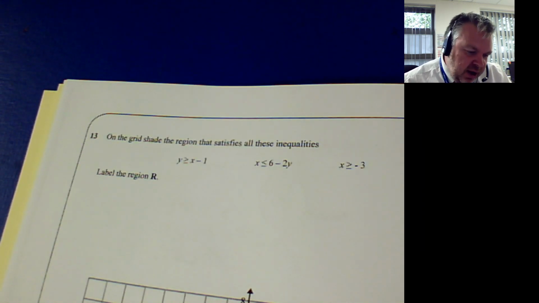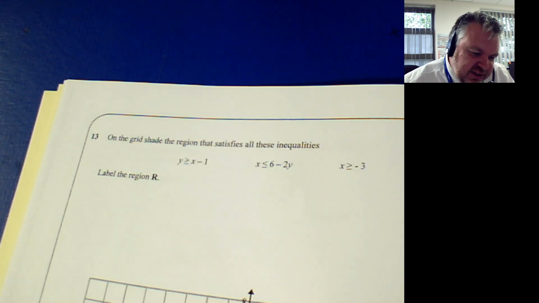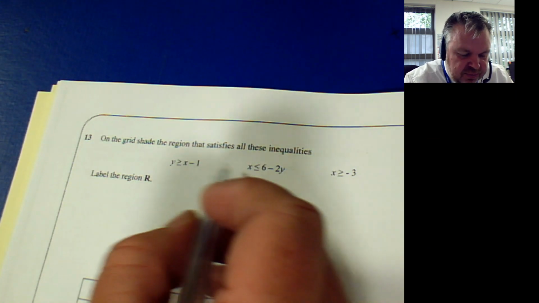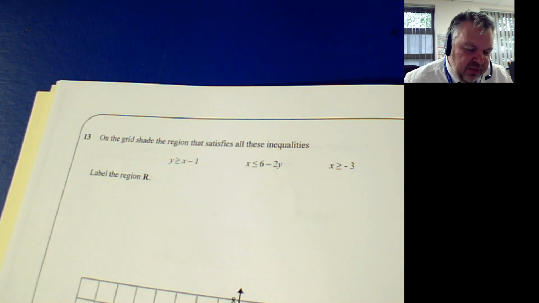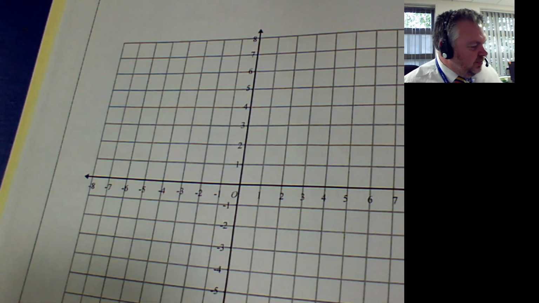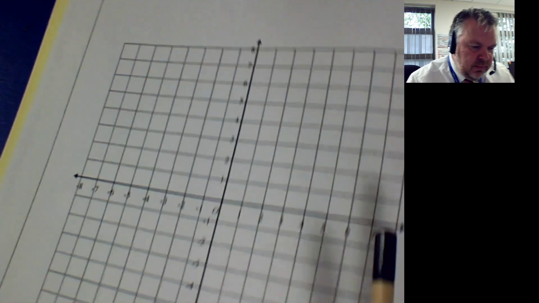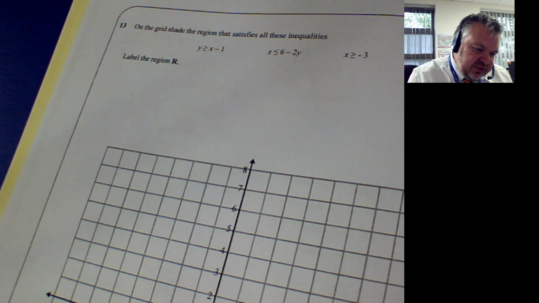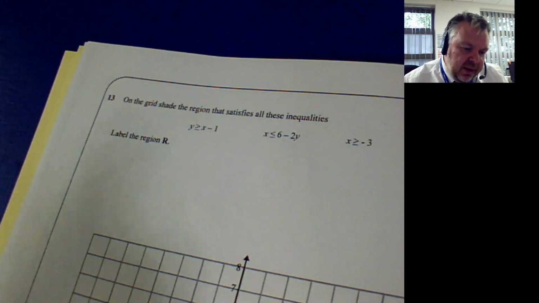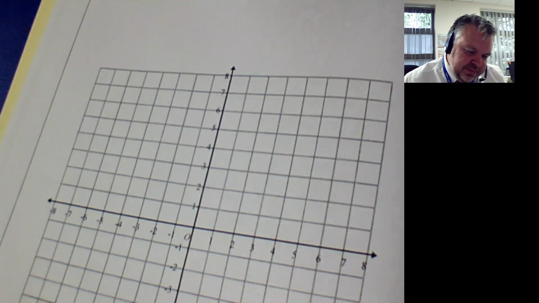Right, next one. On the grid, shade the region that satisfies these inequalities. I'm just going to treat these as straight lines to start with, and then we'll think about the shading afterwards. So I'll need to first of all get my pencil and ruler. First one we've got is y, and I'm just going to say equals because that's the line I'm going to draw. y equals x minus 1.